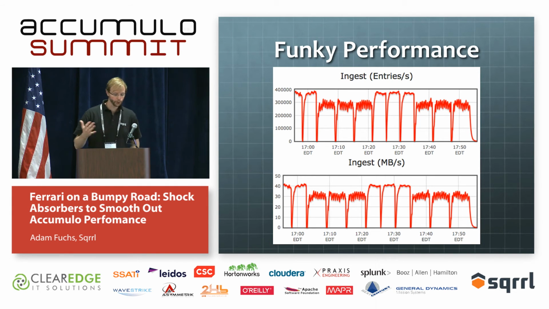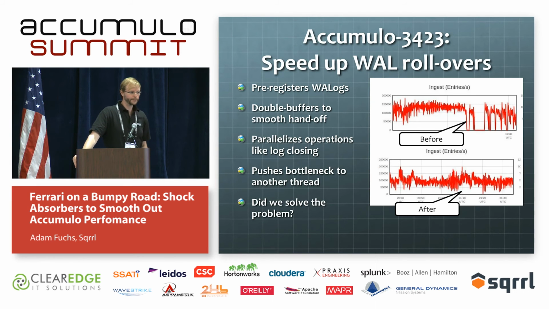So one of the things that's new in the code that will be in 1.7 is Accumulo 3423, which is speeding up write-ahead log rollovers. A big thing that this does is it pre-registers write-ahead logs. So rather than having that big dip in the middle of your write pipeline, you do that work in a separate thread, and you basically manage the latencies in that separate thread while you're doing the throughput in your primary write thread. So you get a nice before-after here, where before we have all these big dips, after you get much smoother performance.